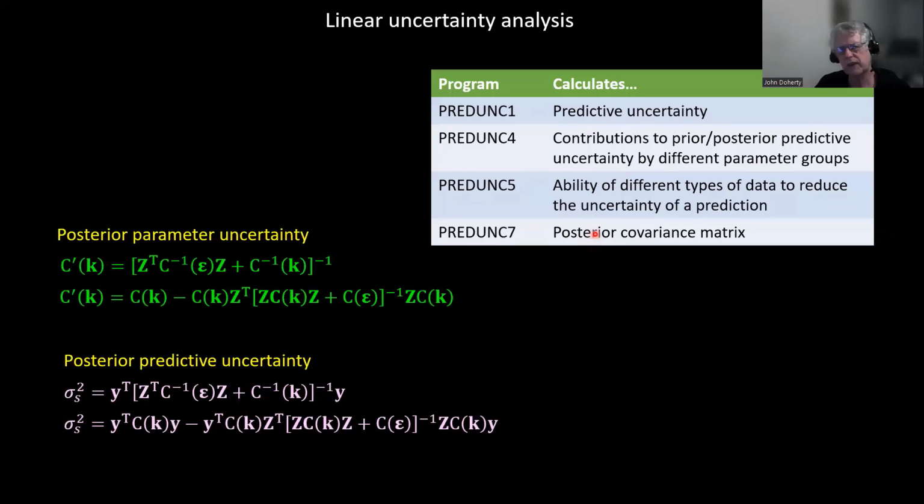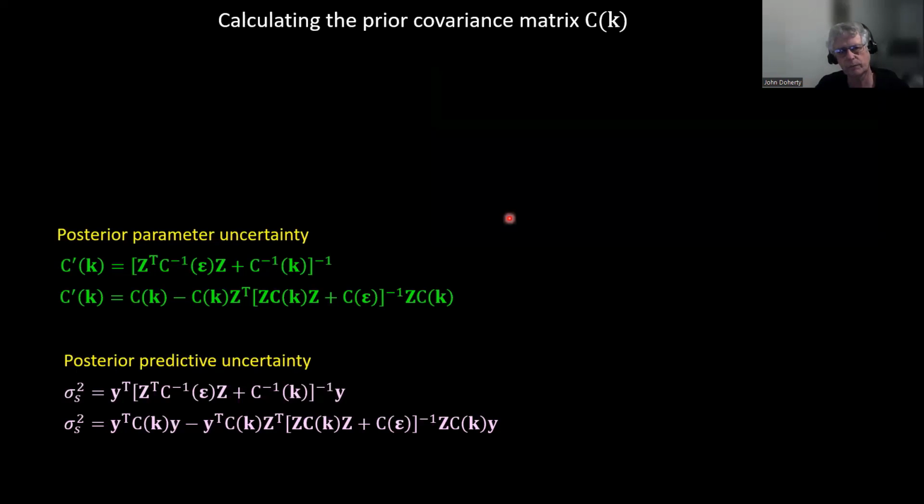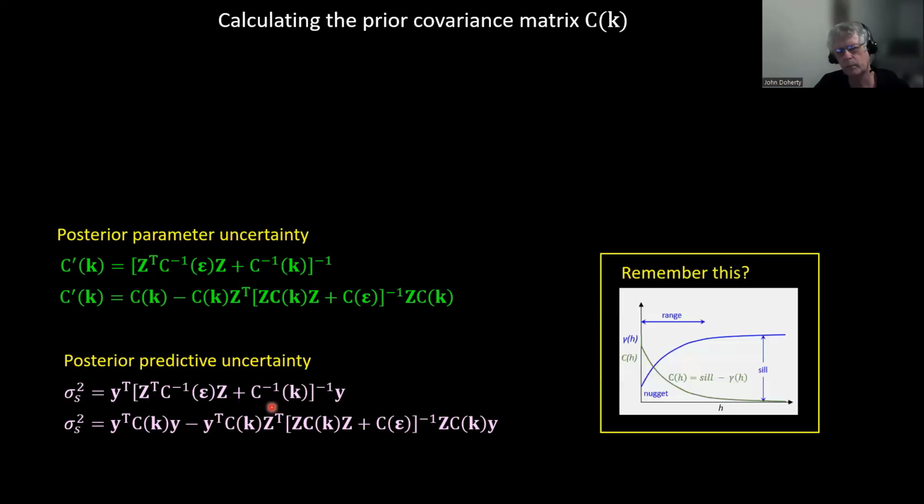There are utilities available through the PEST suite which will implement these equations and calculate things like data worth and contributions to uncertainty. Other equations are available through the PEST++ and PESTPP suites. This leaves me with a couple of problems though. How do I calculate CK and how do I calculate C epsilon? They're at the heart of all these equations. Well, actually, we've covered this a little bit and I'll just refresh your memories.